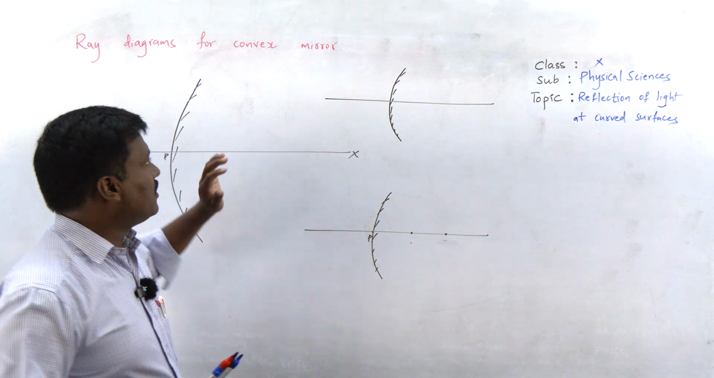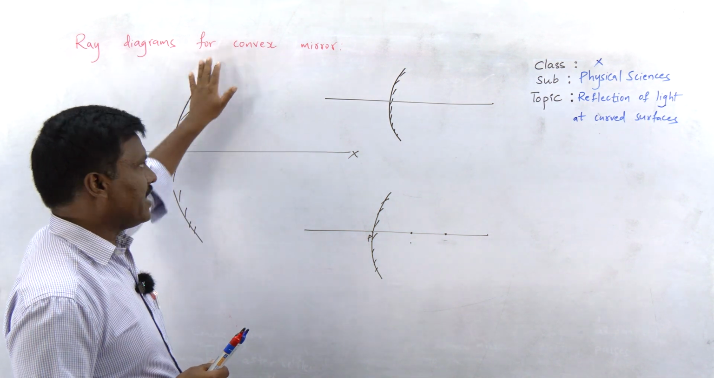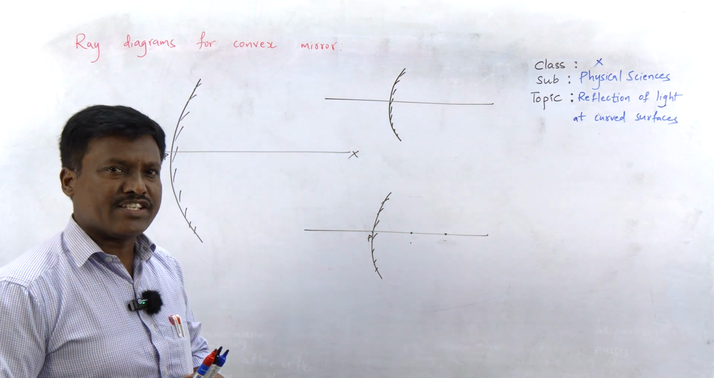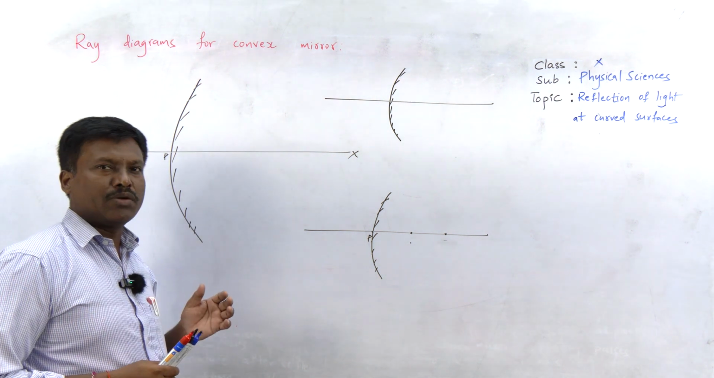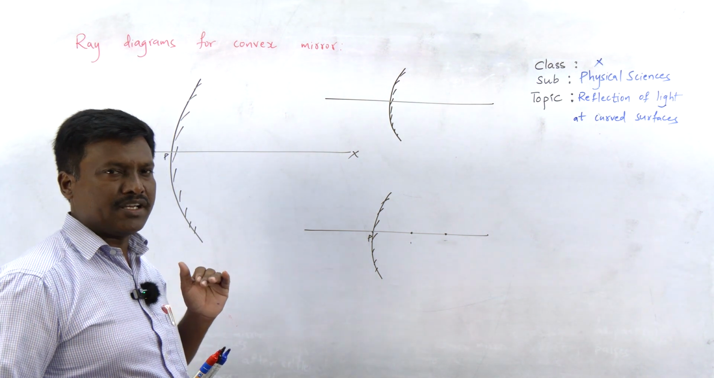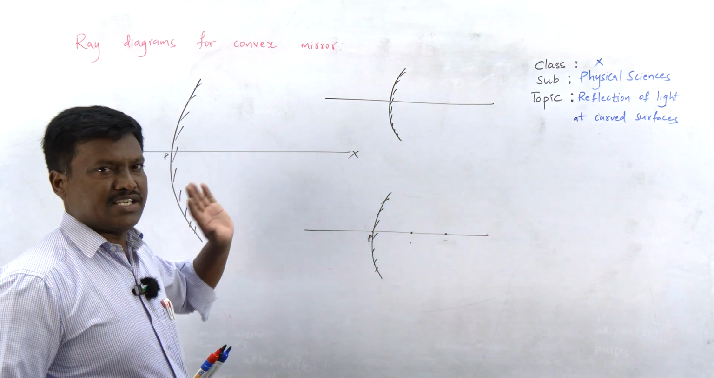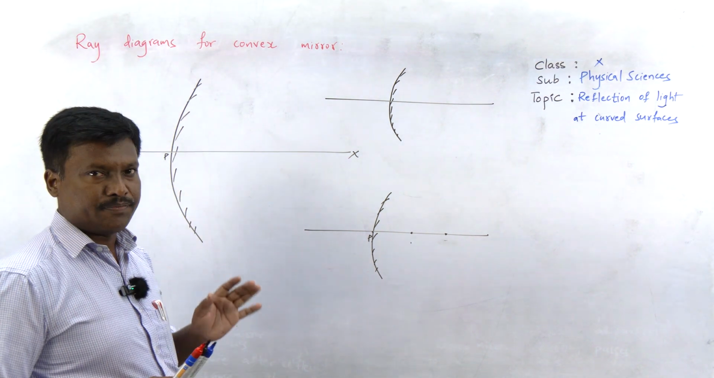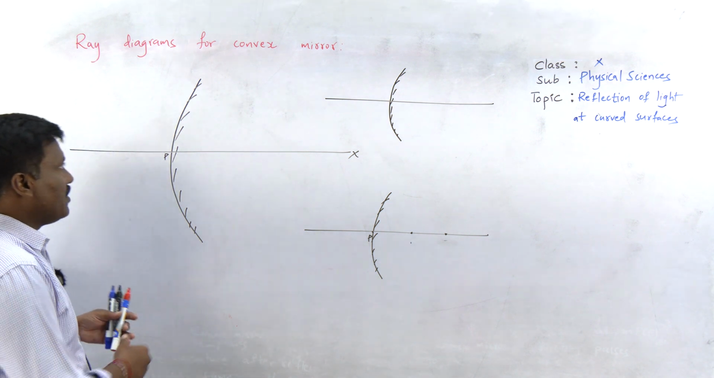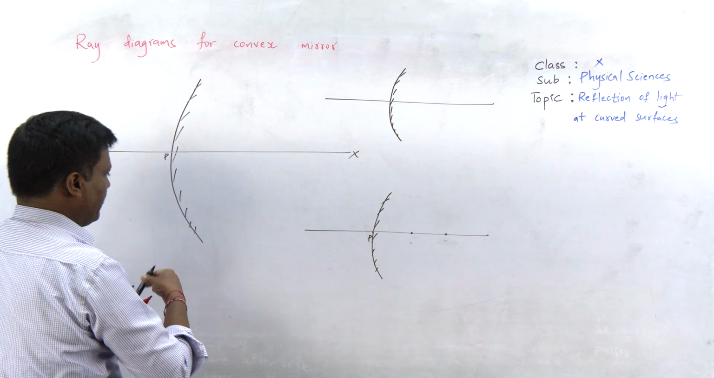What is the purpose? The purpose of drawing the ray diagrams is understanding the characteristics of image. So to understand the characteristics of image formed by spherical mirrors, such as concave and convex mirror, we use ray diagrams. So this is a convex mirror.